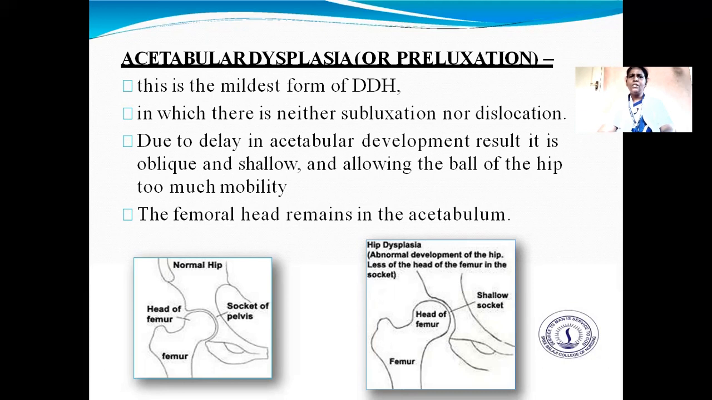So acetabular dysplasia, otherwise called pre-luxation, is the mildest form of developmental dysplasia of hip, in which there is neither subluxation nor dislocation. Due to delay in acetabular development, the acetabulum is oblique and shallow, allowing the ball of the hip too much mobility. The femoral head remains in the acetabulum.